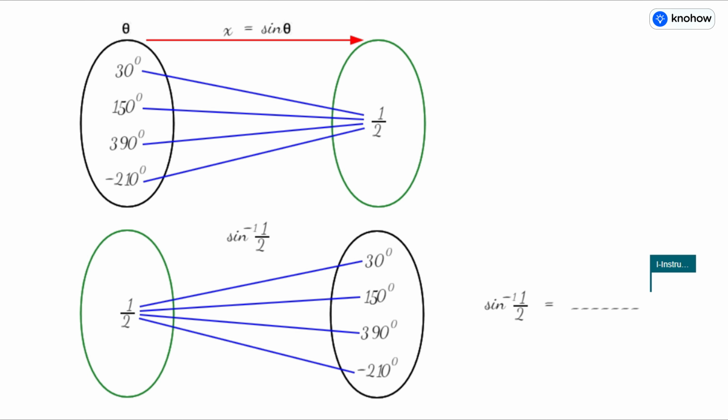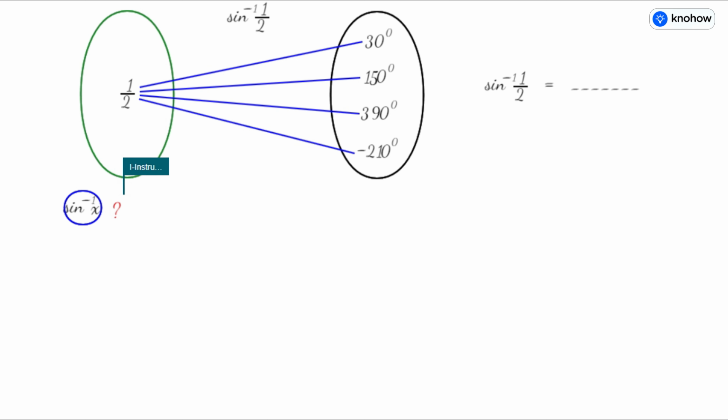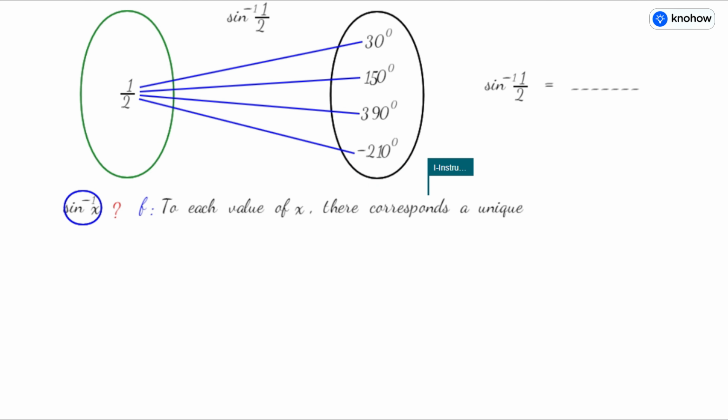So is sine inverse x a function that way? What do you mean by function? How do you define function? F is a function, say sine inverse x is a function, such that to each value of x there corresponds a unique value of sine inverse x. But here, to one value, say half, sine inverse half assumes many different values. So should we take that sine inverse x, or for that sake cos inverse x and similarly tan inverse x, are not functions?